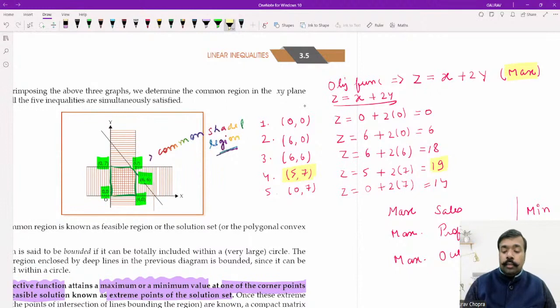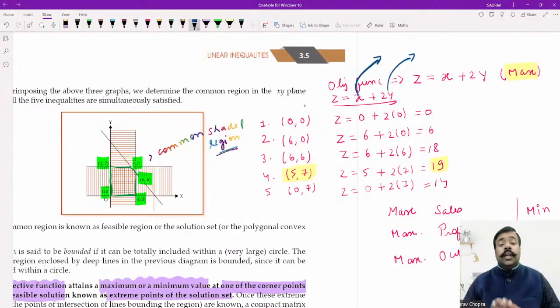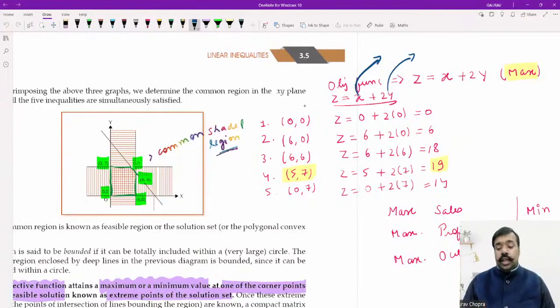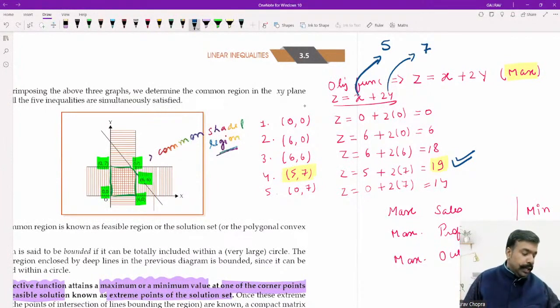Let's say we are talking about production, and a company is manufacturing two types of product, one is X and the second one is Y. But the company doesn't know how many units to produce for X and how many to produce for Y. So that is why we have to do this linear programming problem and get the solution. From this solution, we can find that if we are producing 5 units of X and 7 of Y, it will give the maximum benefit.